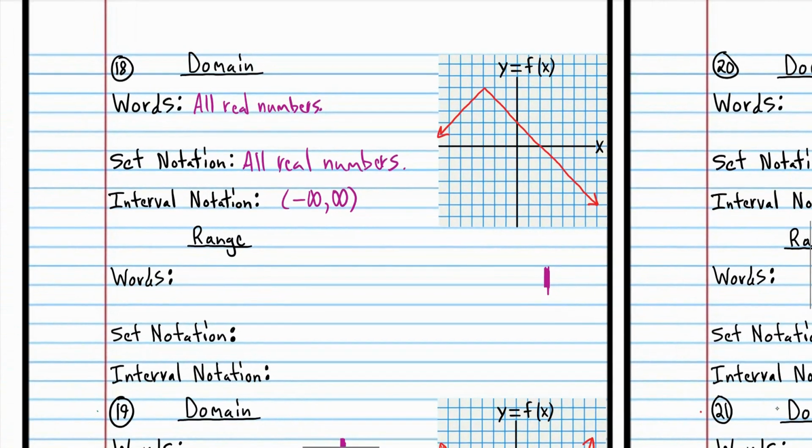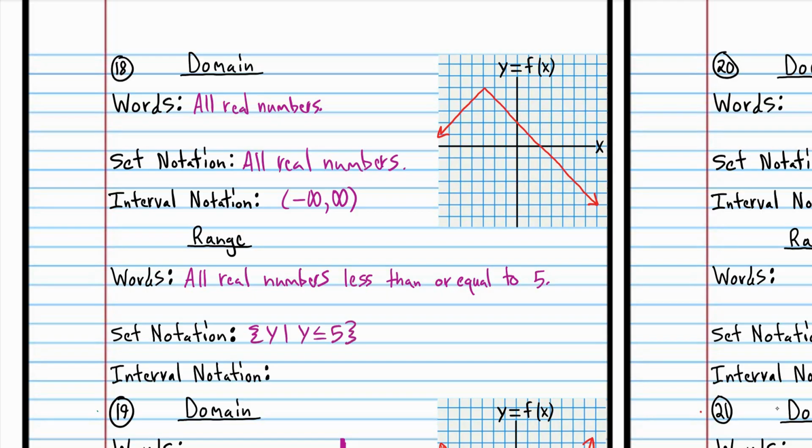Now the range, we have to be careful with the range. The left part of the graph goes down, down, down. The right part goes down, down, down. It never stops. But the highest point is here. And so the biggest y value is 1, 2, 3, 4, 5. So the range is all real numbers less than or equal to 5. It's the set of all y values such that y is less than or equal to 5.